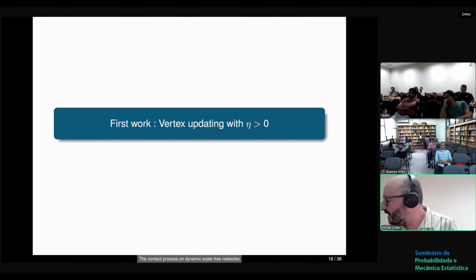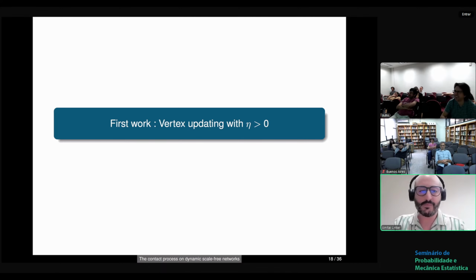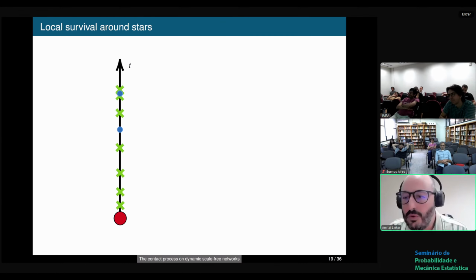Okay, now this leads to the first results. I'm really sorry this took so long. These were our first results, for the vertex updating with eta positive. This was a very lucky choice because it was actually the easiest regime. What we want to understand first for the vertex updating with eta positive is what happens to local survival around stars. And what I propose is the following.